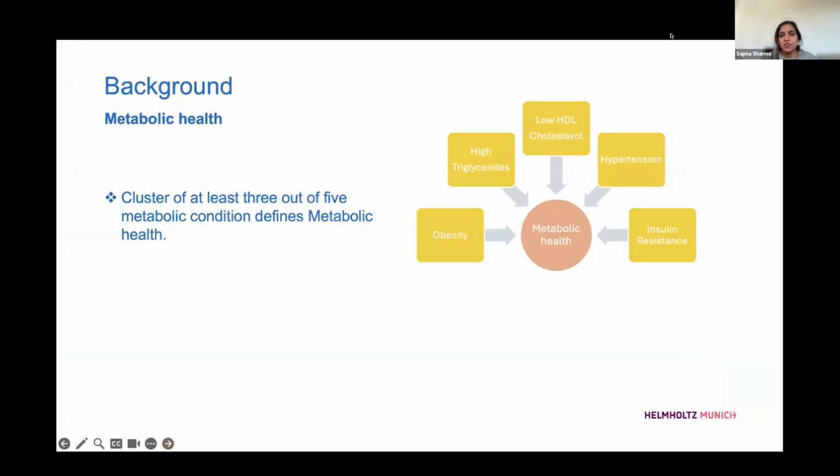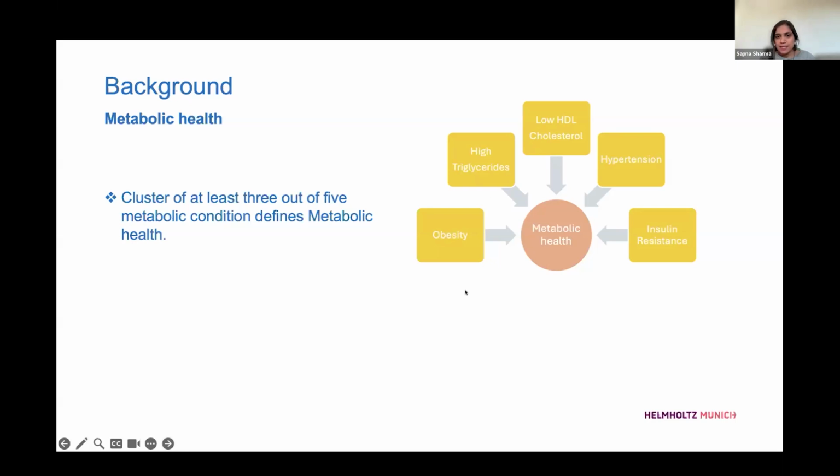Metabolic health consists of a cluster of actually 5 conditions. It's not a disease actually, but a condition where obesity, low HDL, hypertension, insulin resistance, and high triglyceride, these are the 5 factors that we look into to take care of ourselves as early as possible. But an individual is defined as metabolically unhealthy if any 3 of these conditions come together.